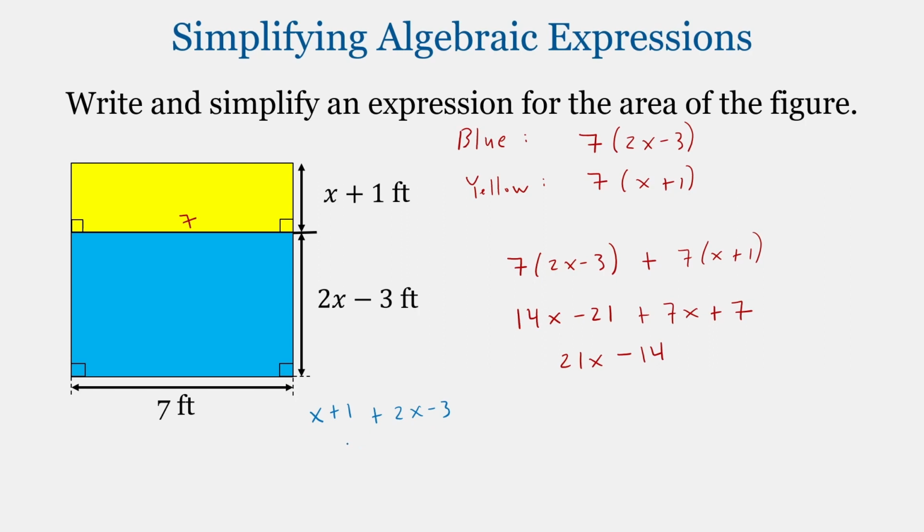Combine these like terms. We have 3x minus 2. So now the width of the two boxes combined is 3x minus 2. The length is still 7, so we have 7 times 3x minus 2. And then we multiply that, and we get 21x minus 14. And we end up with the same answer.